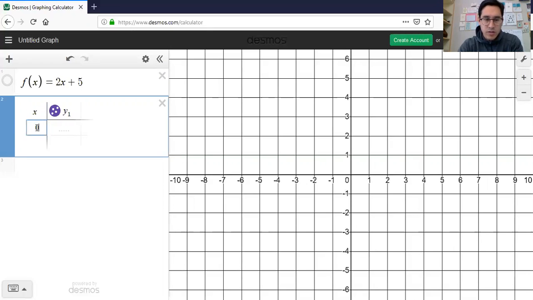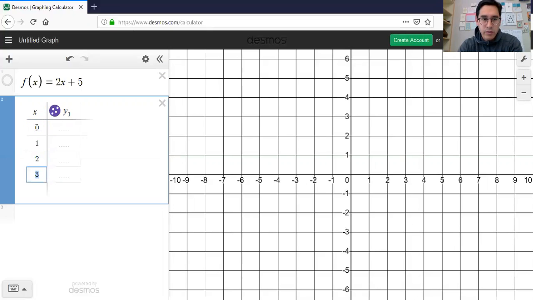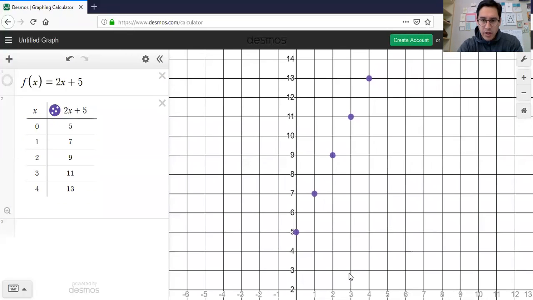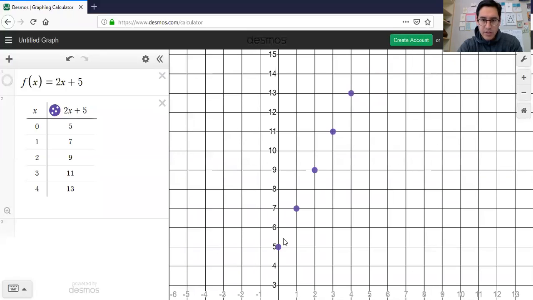So let's just choose some simple values, 0, 1, 2, 3, 4. And then over here, we'll start writing our function. So 2x, right? What that does is it's doubling each of these x values. 2 becomes 4, 3 becomes 6, and then plus 5, so it adds 5 more. So we'll look over here in our graphing window, and now we can see we've got some points, and they all line up pretty much perfectly with one another.